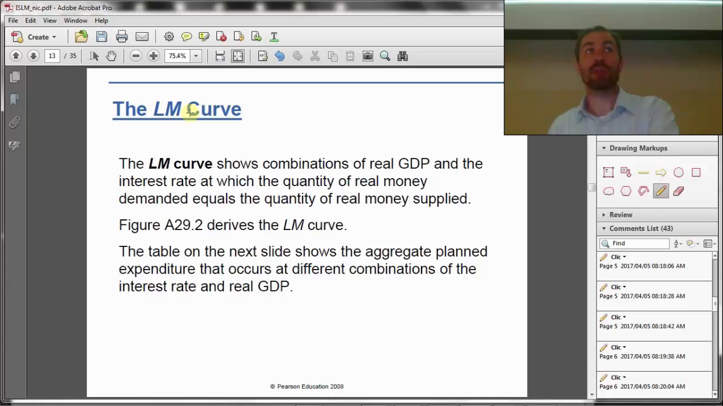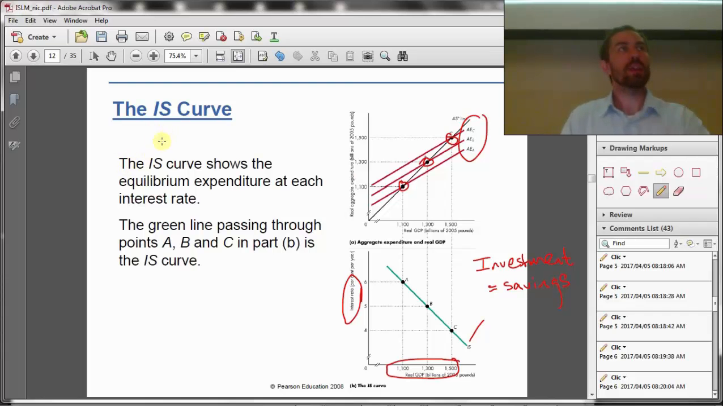We can then derive the LM curve. Well, first, before we go to that slide, are there any questions? Any issues? Anything you want clarification on? Okay.